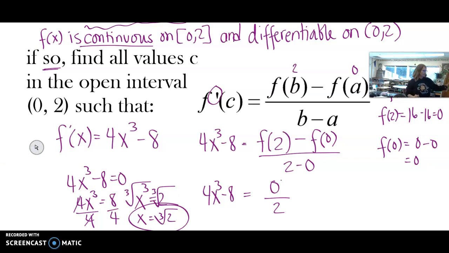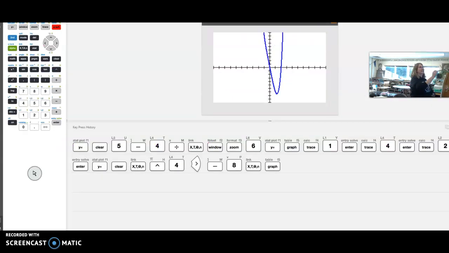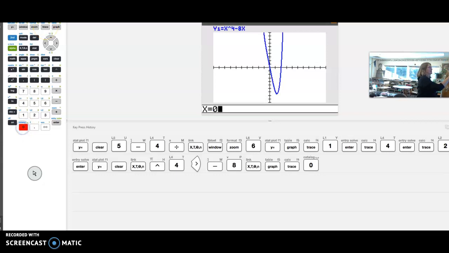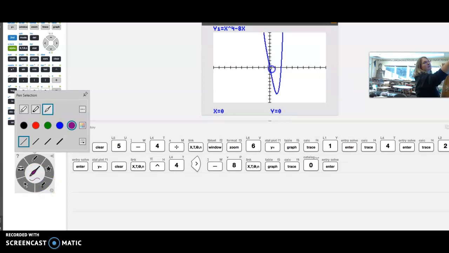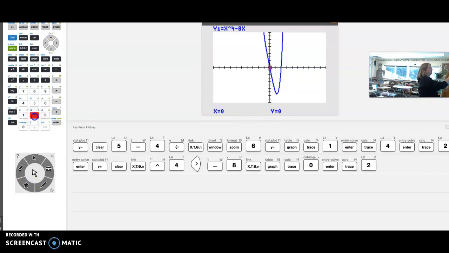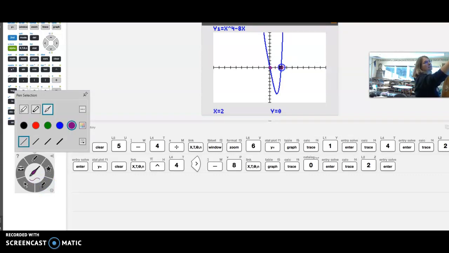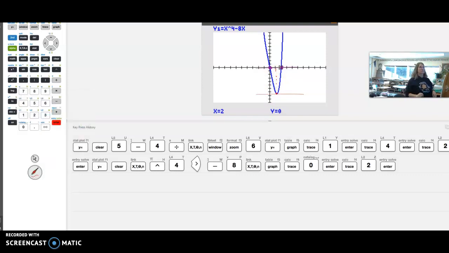But I'm going to graph this really quickly. So this is the graph of x to the 4th minus 8x. And if I trace to where x is 0, it's this point right here. And tracing to where x is 2, it's the other x-intercept there. So the slope between those 2 points is 0. That's the slope of the secant line. And the location of the tangent line that is equal to 0 is right here. And this value of x should be the cube root of 2, because that's where we found the instantaneous rate of change was also equal to 0.